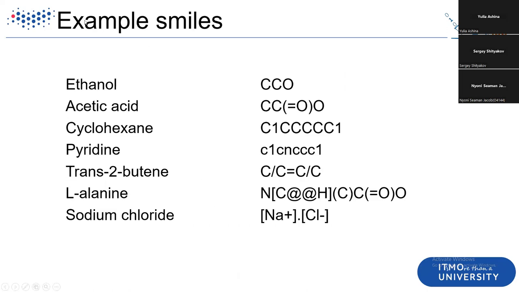For instance, some examples of SMILES: you have ethanol, acetic acid, cyclohexane, pyridine, sodium chloride. Sodium chloride is present as an ion here. And usually, when you have ions, the software does not really tolerate the ion representation using SMILES. But for relatively simple molecules, like shown here, it's an ideal format to calculate various descriptors associated with these structures.